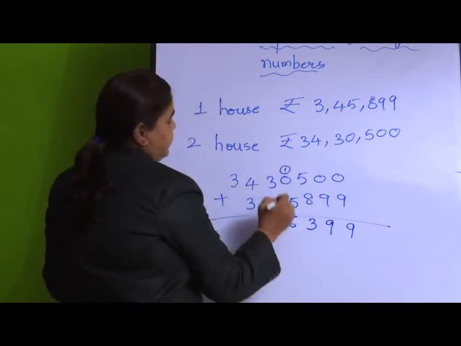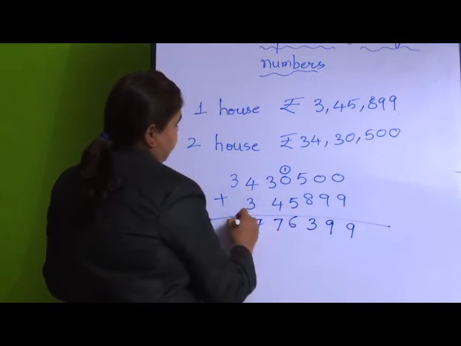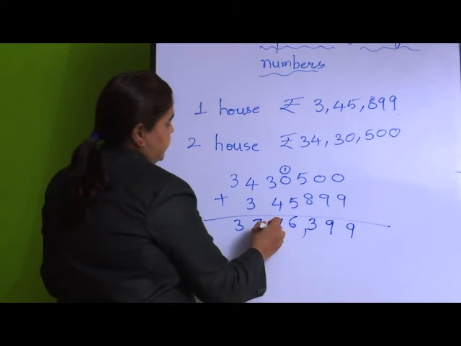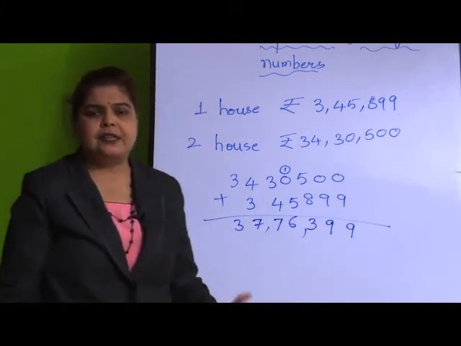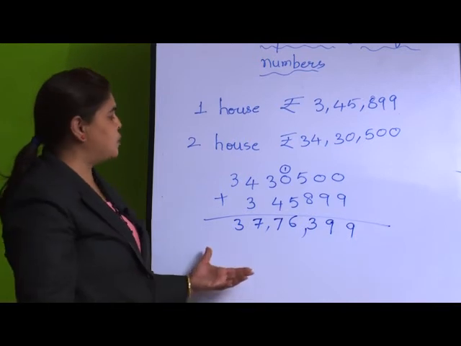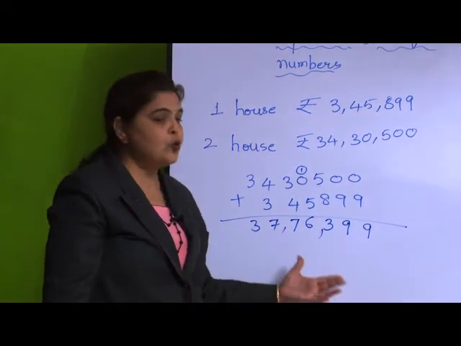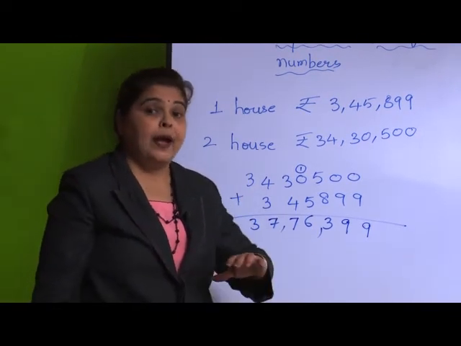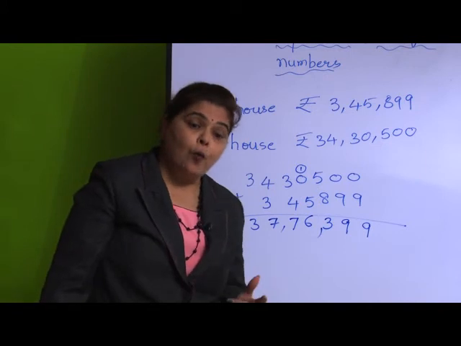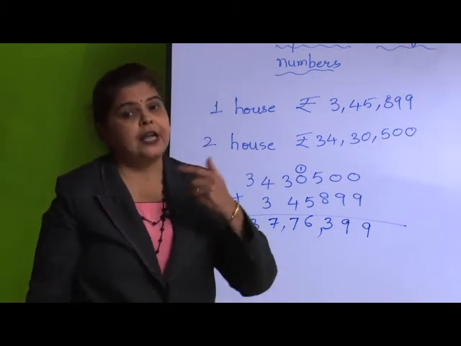4 plus 3, yes, 7. 4 plus 3, 7 and 3. Now, after 3 digits and 2 digits... Now, how much money does Rahul's father spend to purchase his house? It is 37 lakhs 76,399 rupees. Now, my question is, how much is the second house costlier than the first house?